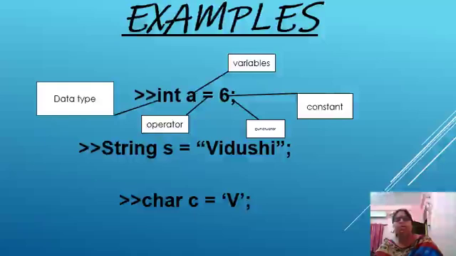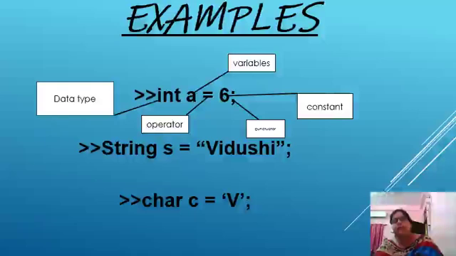Second example, String S. String is your data type, or we can say it is a keyword. S is your variable. This is your assignment operator. Vidushi is your constant which has been shown. A string constant is represented by double quotes. See here, it is a double quote. Now in this, a punctuator or separator has been used.